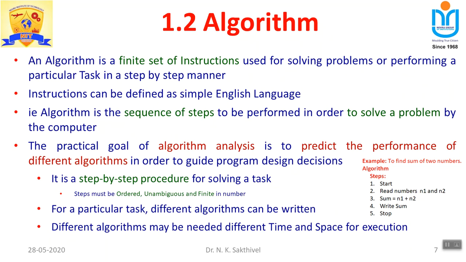Tens of definitions are available. I would like to take two definitions. Whichever definition is comfortable for you, you can take it. The first definition is: the algorithm is a finite set of instructions. Finite set means unique sets with clear input. A finite set of instructions used for solving problems, and not only that, to solve the problems we execute the instructions step by step. That is the first definition.